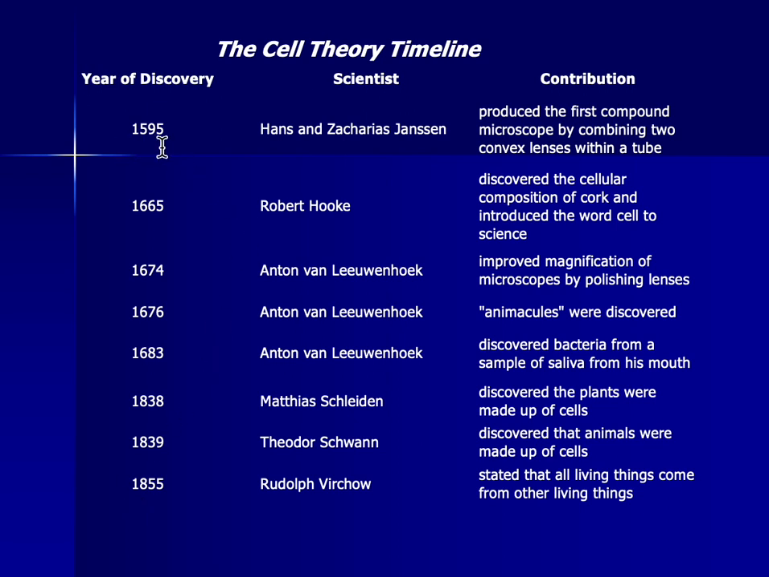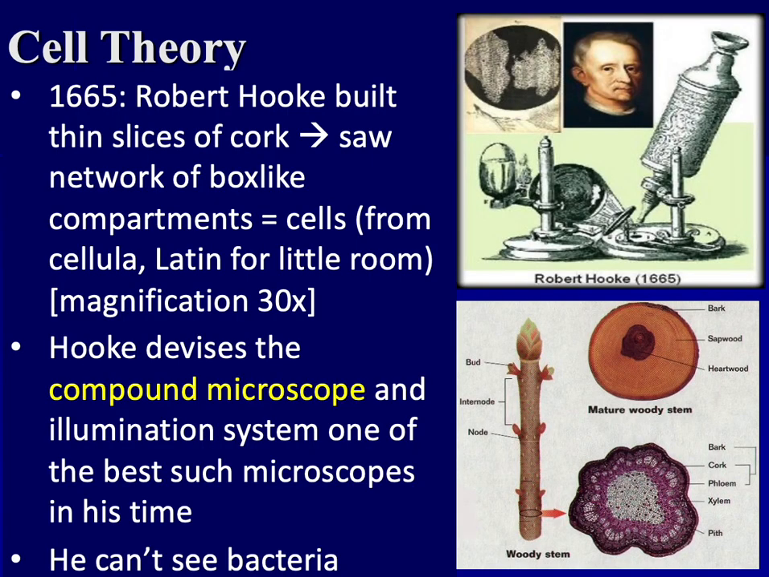The first one over here, Hans and Zacharias Janssen. In 1595, they produced the first compound microscope by combining two convex lenses within a tube. Later on, in 1665, we have Robert Hooke. Robert Hooke observed thin slices of cork, and he saw a network of box-like compartments, which he referred to as cells. He used this device to see the thin slices of cork. He's the first to come up with the term cells.